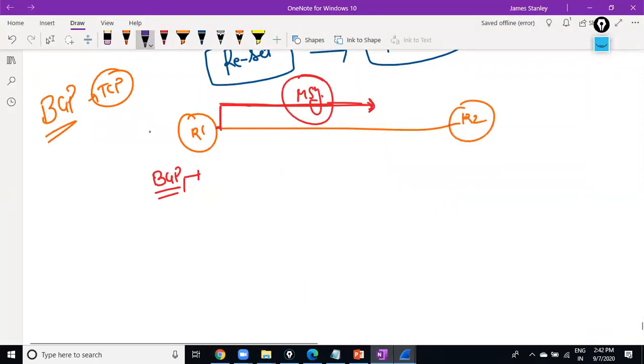Let's consider you have configured BGP. My command is router BGP, AS number considered 10, and this is 20, two different AS. I have configured 10 here. Then I have to describe who's my neighbor.